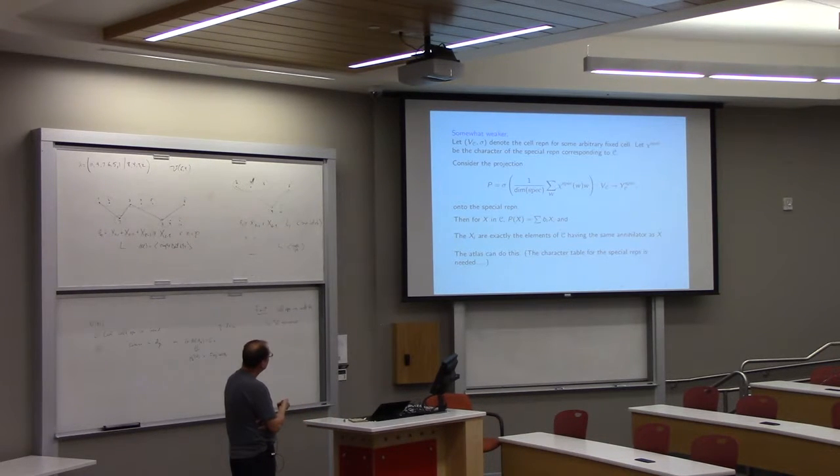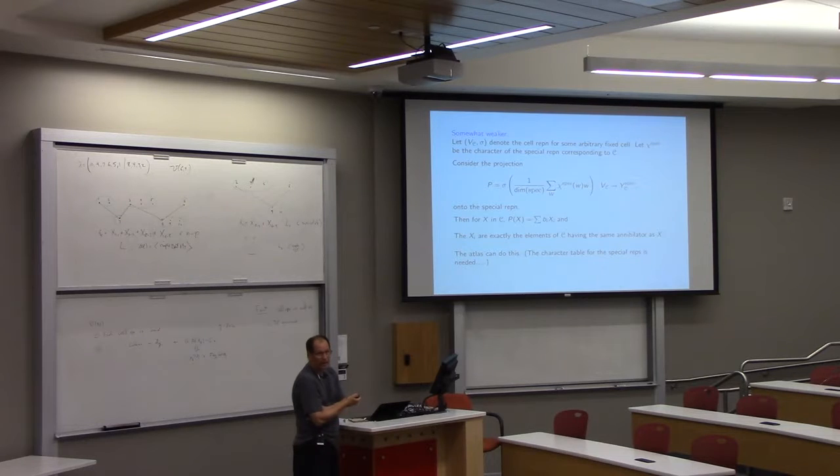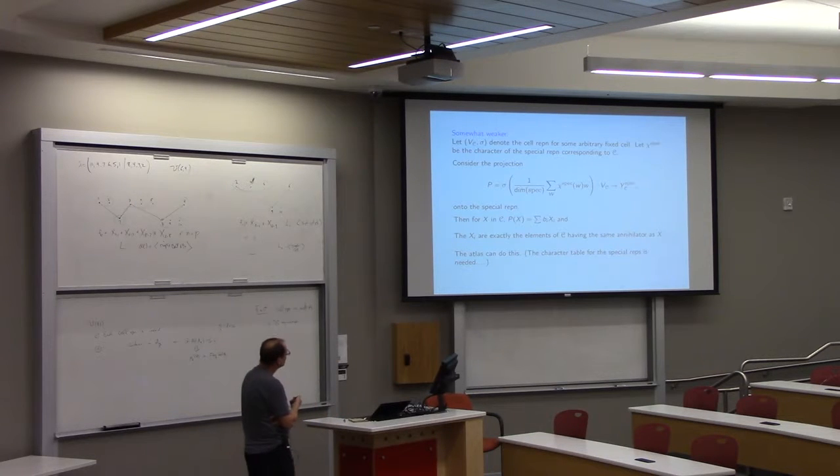And if you take an irreducible in the cell, then the projection is a linear combination of other guys in the cell. And those other guys that occur are exactly the elements in the cell having the same annihilator. So this would tell you which elements in the cell have common annihilators.